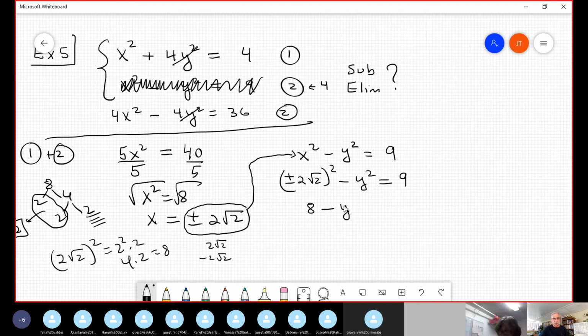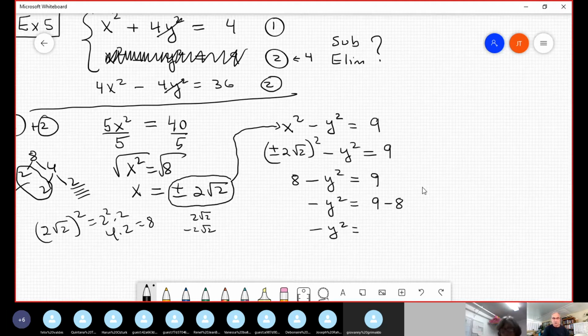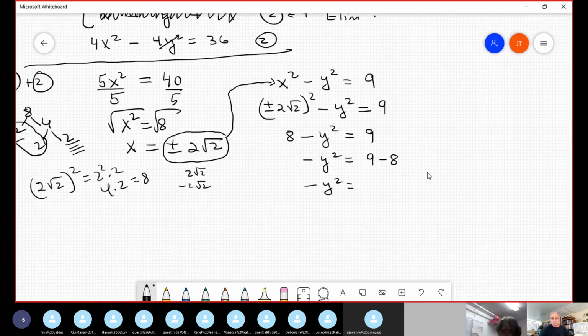8 minus y squared equals 9. So solve for y squared: minus y squared is equal to 9 minus 8. Super. Minus y squared is equal to 1. Divide by negative 1 because I want to isolate y squared positive. 1 divided by negative 1 is negative 1. You apply square root because it's a quadratic equation.